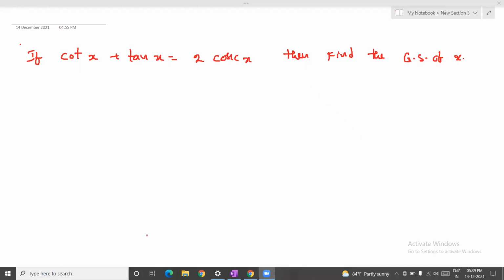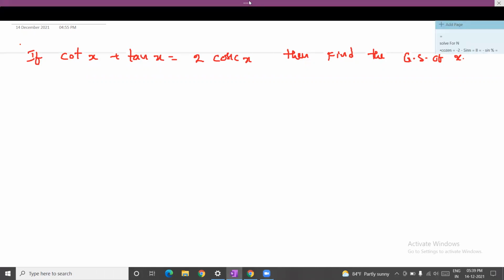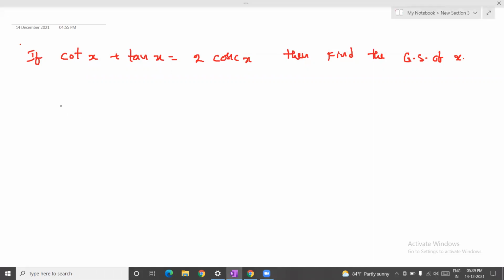Sir? Got the answer? Yes, sir. What is the answer? n pi and 2n pi plus or minus 1 by 2. No, not 1 by 2. You will get an angle. We will get a real number. How will you get a real number? Sir, I told in degrees, sir. Sorry, sir. 1 by 2 degrees. One minute, sir. I'll tell.